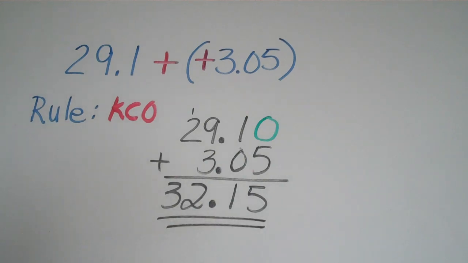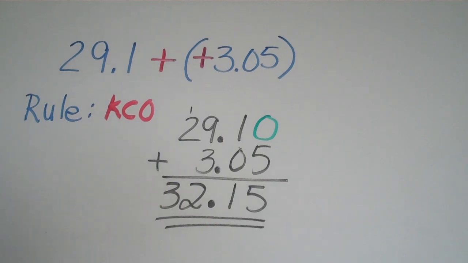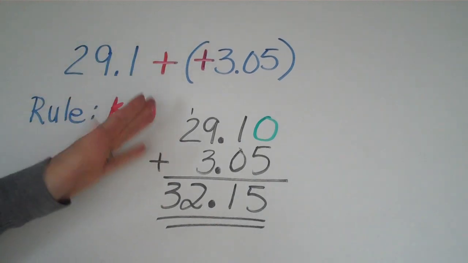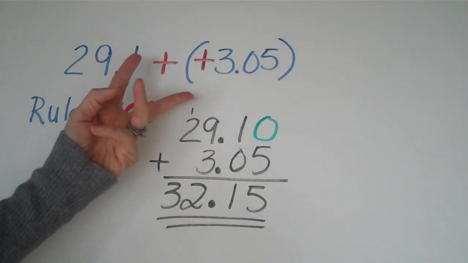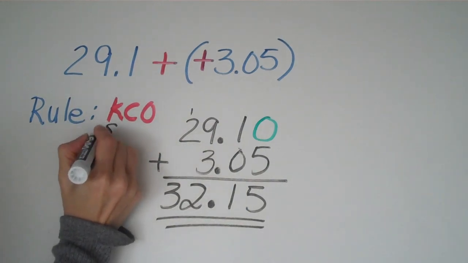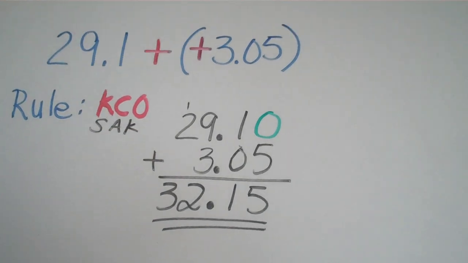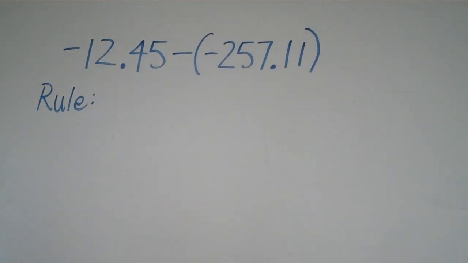Okay, so pretty straightforward. I'm going to do one last problem. The first rule was keep change opposite, and then we just simply added, right? Because we had same signs. So if you wanted to write in the second rule, it would have been same add, keep. Okay? All right, so let's do another problem.